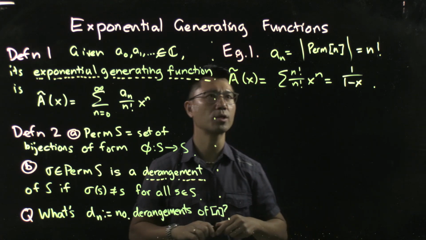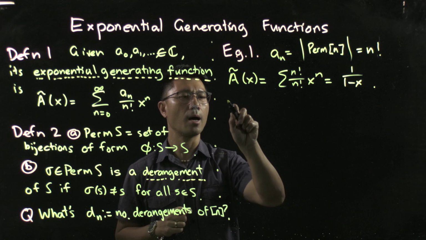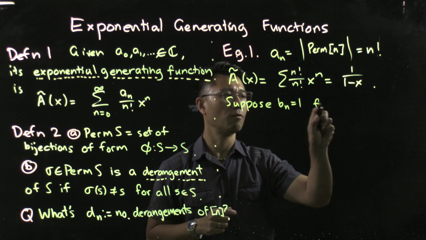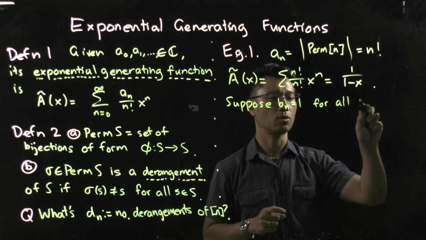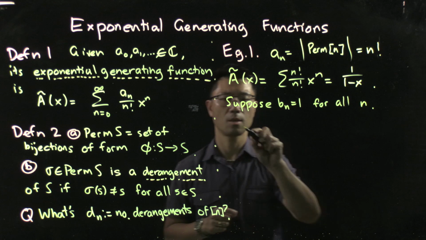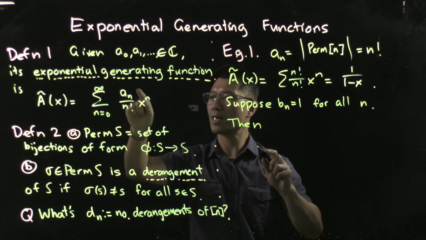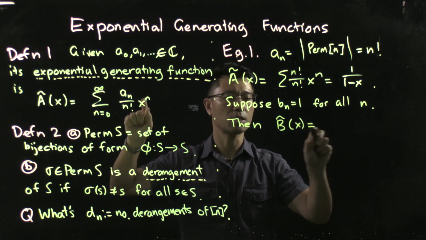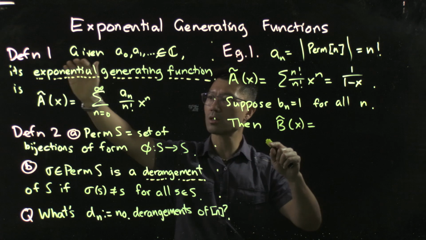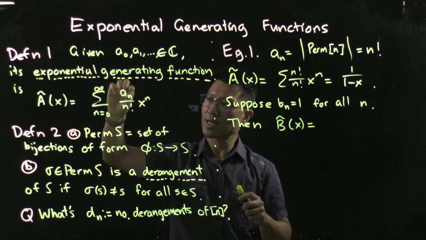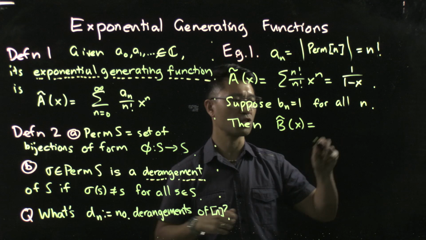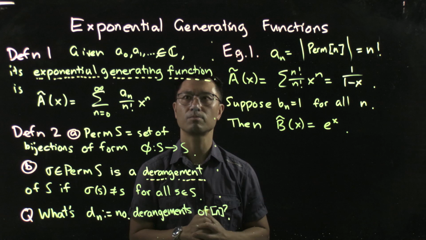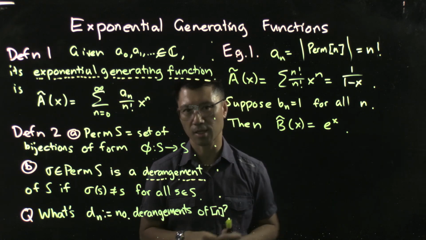Okay, so let's have another look at an example. Suppose b_n is equal to 1 for all n. Then what do you have? Then all of these terms are just 1. Then this b tilde of x, this exponential generating function for this constant sequence, when a_n is equal to 1, is just the exponential function e^x. And that's the reason why this is called the exponential generating function, because when you have the constant sequence 1, you just get the exponential function here.